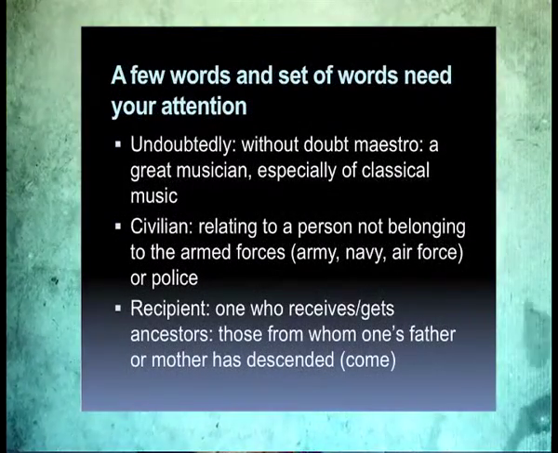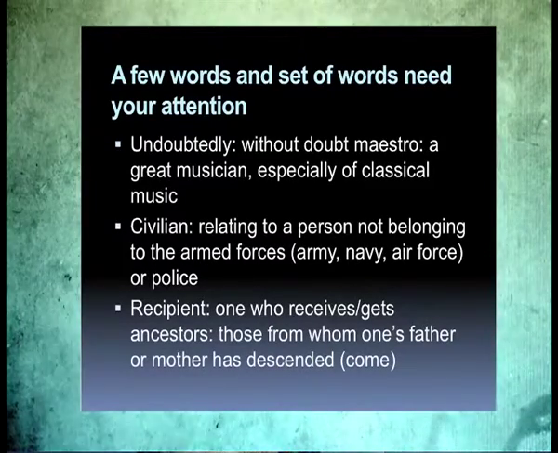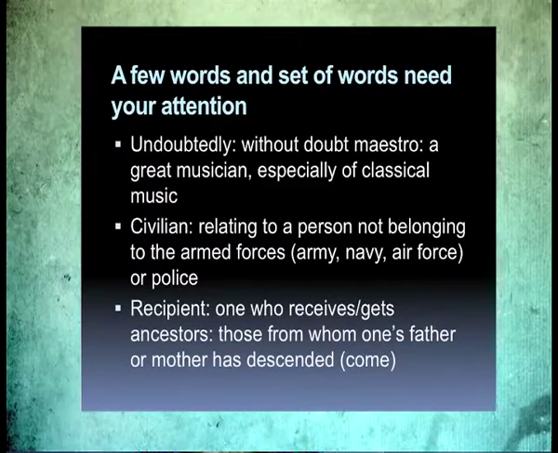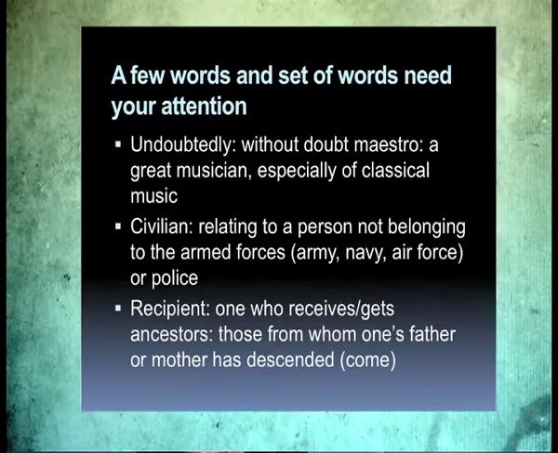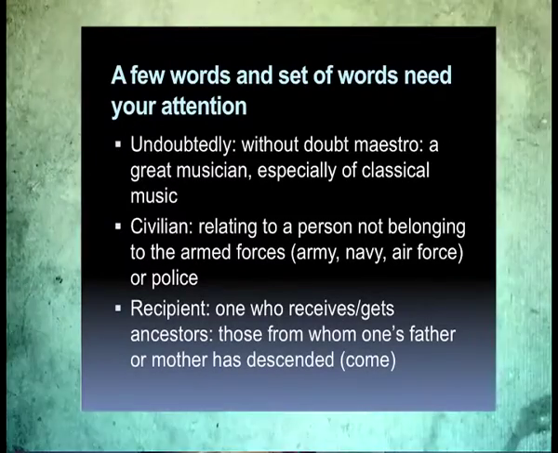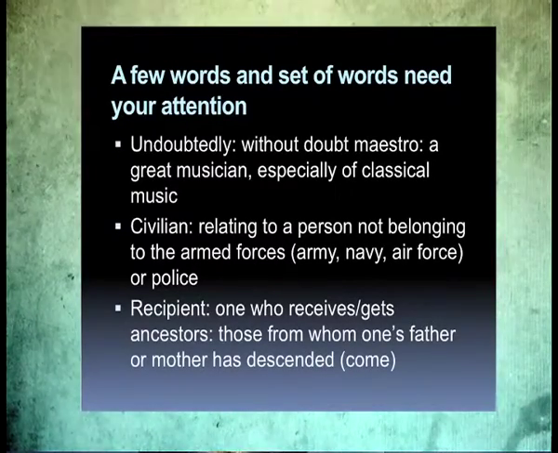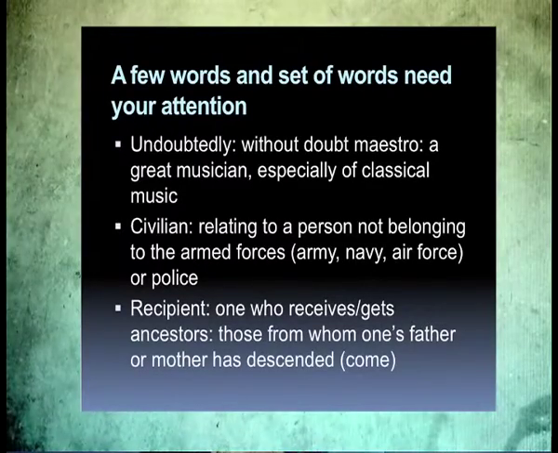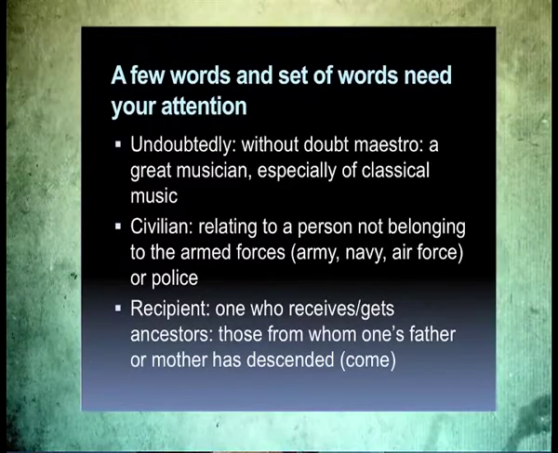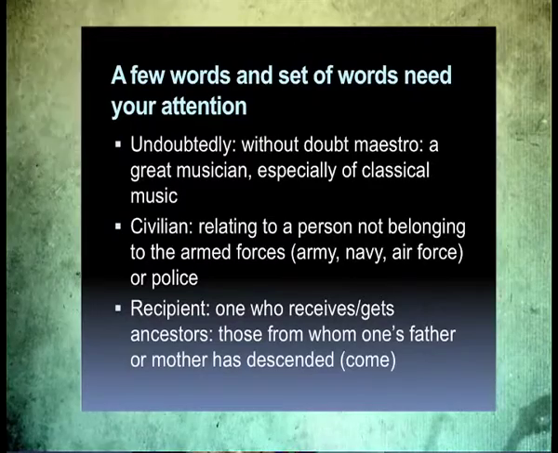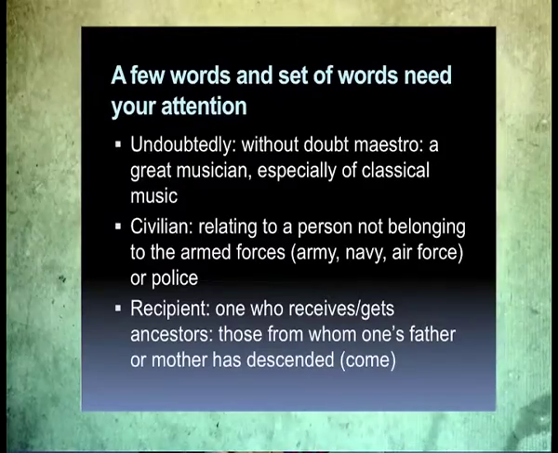Here in the lesson, a few words and sets of words need your attention. Example, number 1, undoubtedly. Undoubtedly means without doubt. Number 2, maestro. Maestro means a great musician, especially of classical music. Civilian. Civilian means relating to a person not belonging to the armed forces, army, navy, air force or police. Recipient. Recipient means one who receives or gets. Next, ancestors. Ancestors mean those from whom one's father or mother has descended or come.